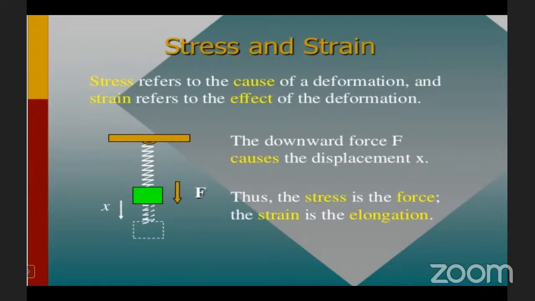The downward force F causes the displacement of x. Thus, the stress is the force, and the strain is the elongation. So actually, there are three types of stresses: longitudinal stress, shearing stress, and volume stress. Strain will be the same as this.